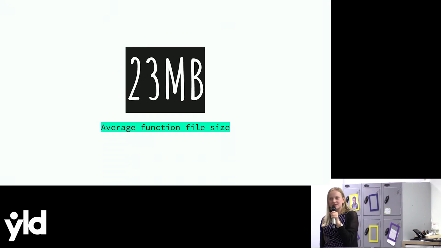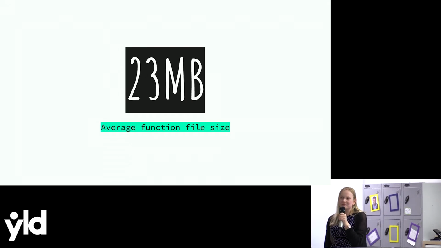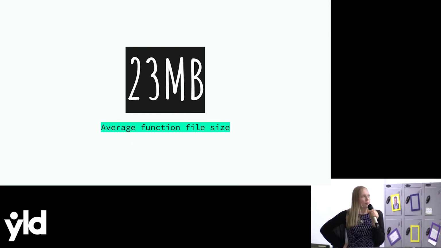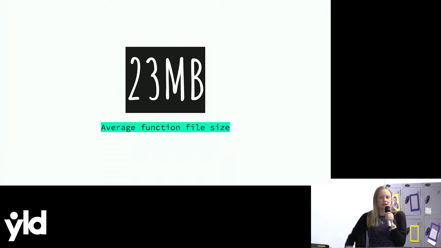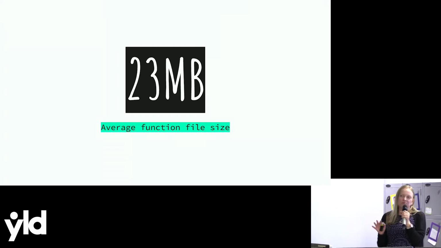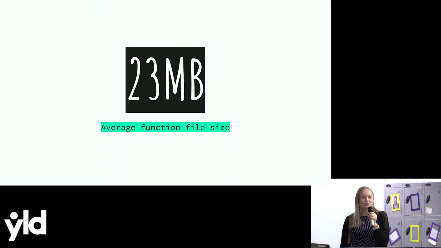Another issue we started having was quite a strange one, really. When we started deploying functions, the average size was about half a meg on average. When you have a function and some dependencies, that seems about right. But over time, the size started rising and rising until we got to 23 megabytes a function. And that just seems like a lot, no matter what.